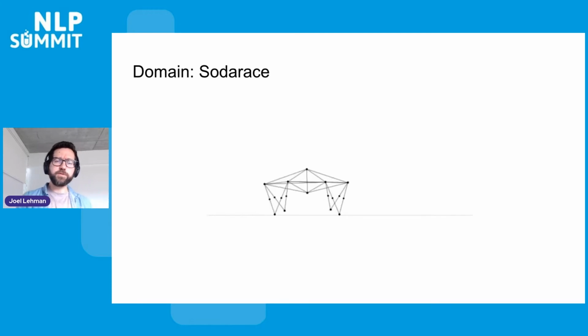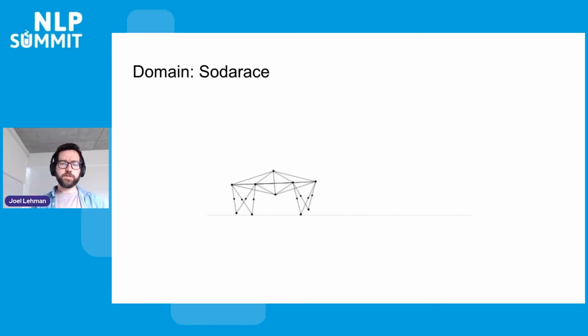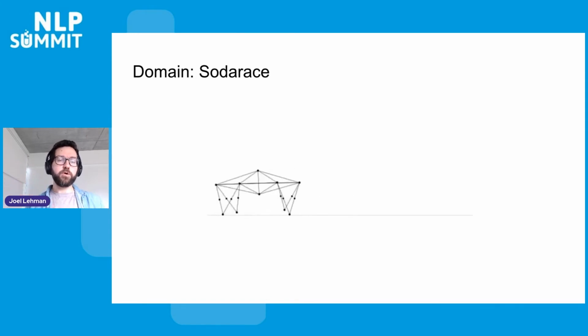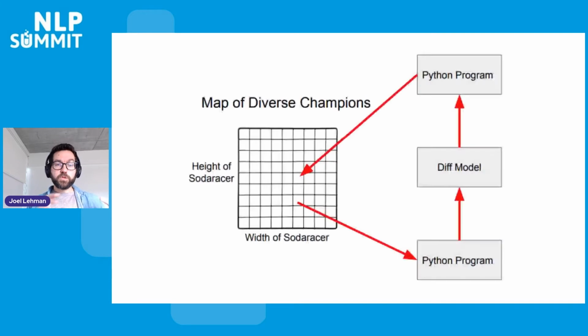So we have Python programs that will translate into these soda racers, and these robots have open loop control. There's no neural network controlling them, they're just mechanical robots that move on their own. And one other reason for this domain is that there are not a lot of training examples for it, because we invented this particular variant of it for this paper.